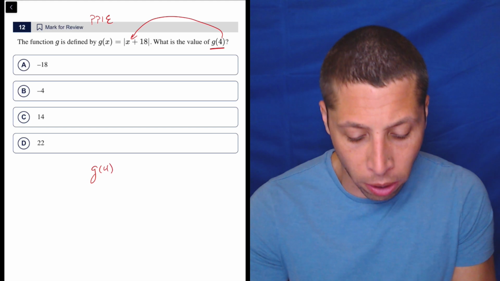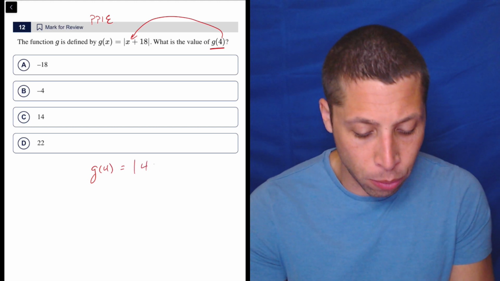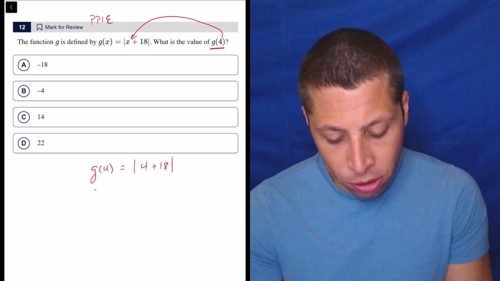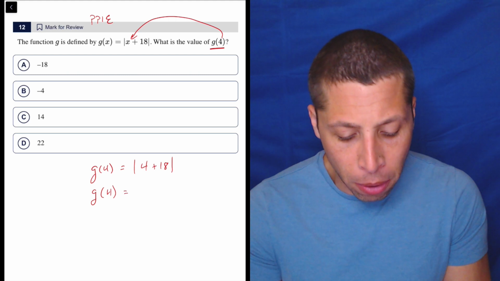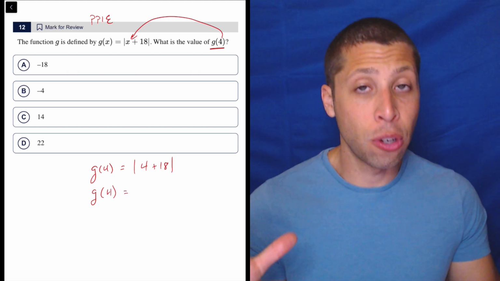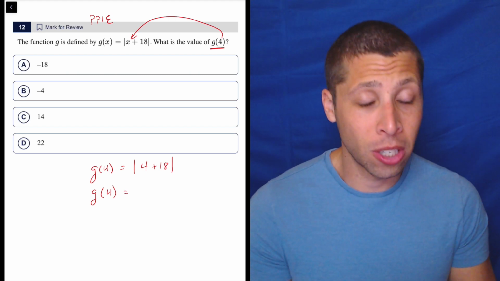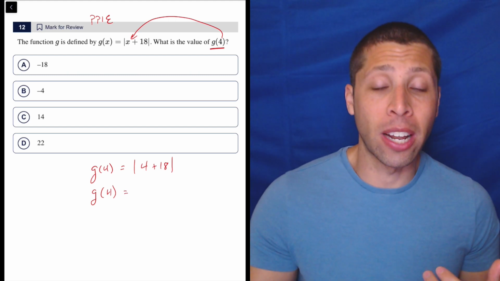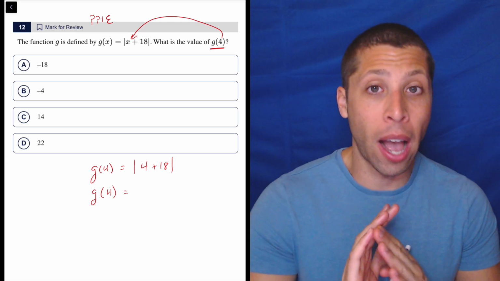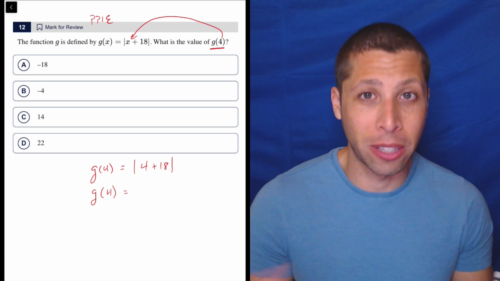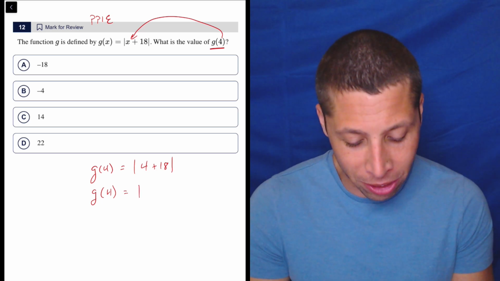So g of 4 is equal to the absolute value of 4 plus 18. So remember, absolute value bars behave like parentheses. We have to do whatever is inside of them first. There's nothing outside we could have done anyway, but for the 4 plus 18, I don't even care about what the absolute value bars do. Just 4 plus 18 is 22, right?